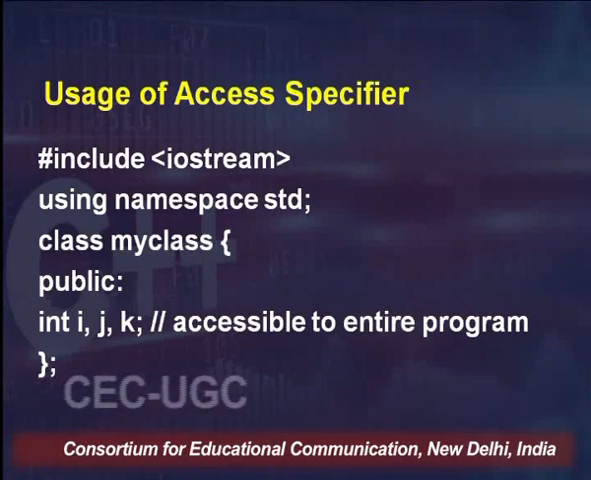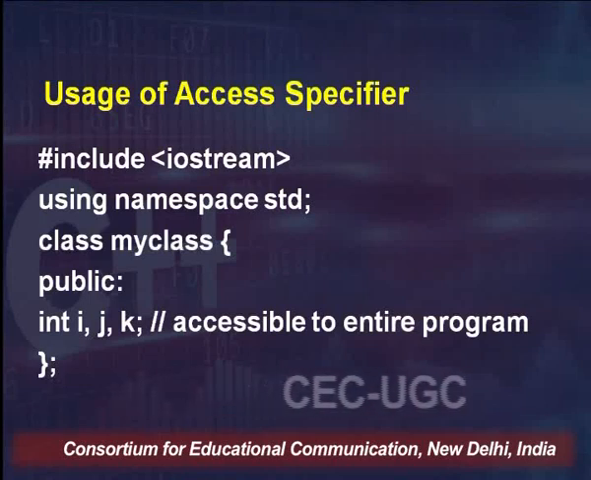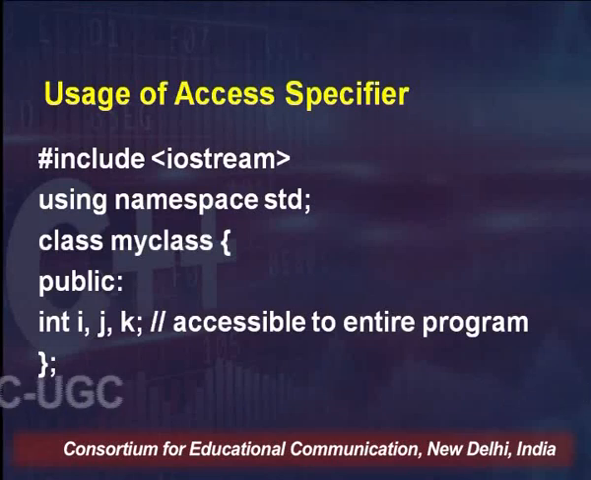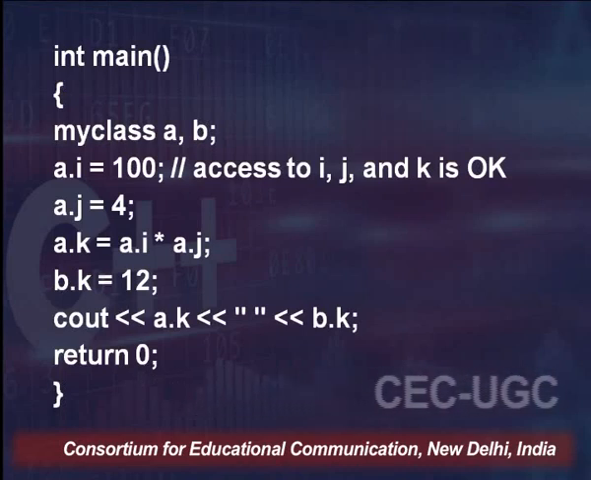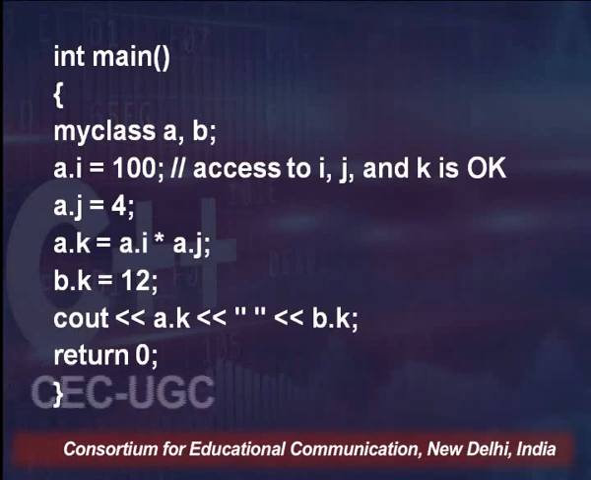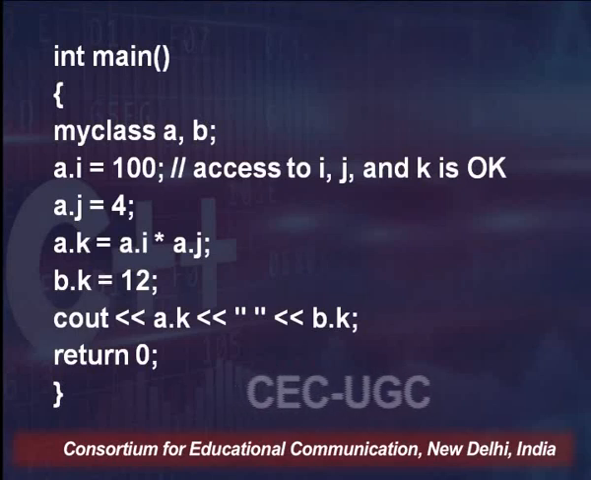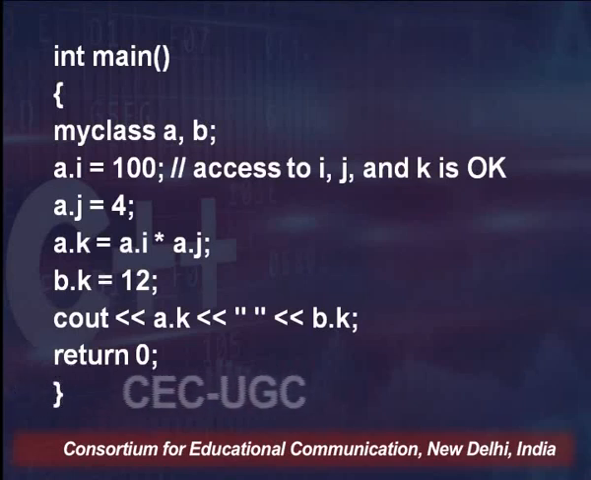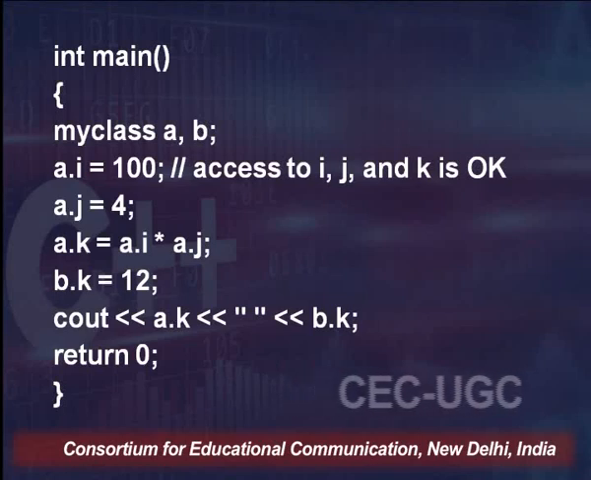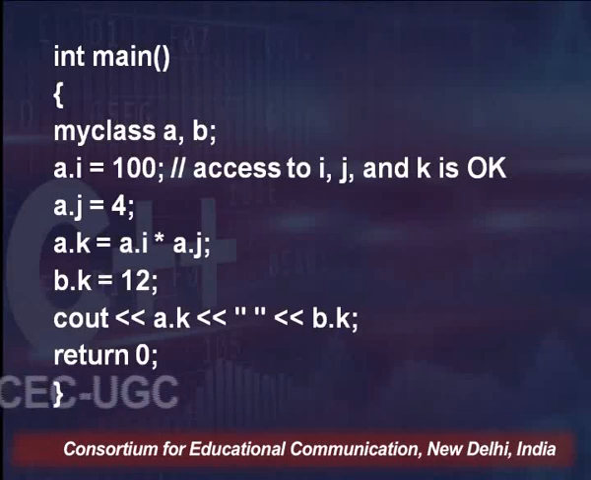Now when I am trying to say that these are accessible to the entire program, what does it mean by the entire program and how can these be used? Let's see. After definition of this class, within the main section I have taken two objects A and B of MyClass, and with the dot operator I am able to access i, j and k directly just by placing the dot operator in between the object and the member which we want to access.